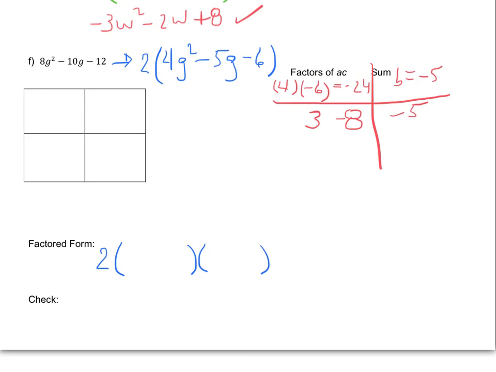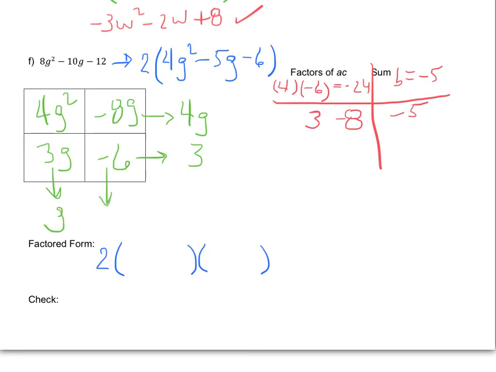So now when I come over here to plug in to the box, I'm going to plug in 4g squared. The negative 6 is the c value. I'm going to plug in negative 8g and a 3g. So here I go and I do my greatest common factors. I would get 4g on the top row. I'm going to get a 3 on the bottom row. I'm going to get a g, and I see a negative 2. So g minus 2, 4g plus 3.